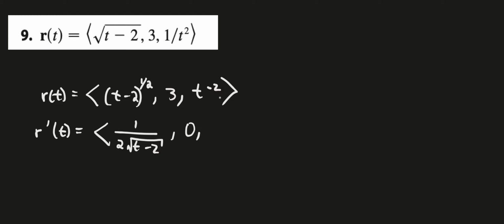And then this is t to the negative 2, not t minus 2, so the derivative of t to the negative 2 is negative 2 t to the negative 3. Very simple power rule, bring that down, and then subtract 1. Easy. Negative 2 over t cubed, basically. And that is your new vector function that you get, which is the derivative of the original vector function, right over here.